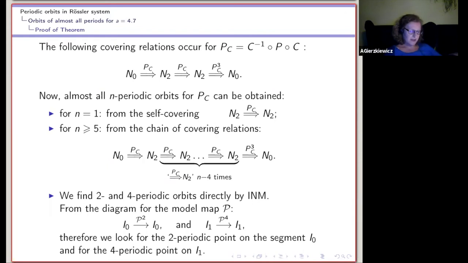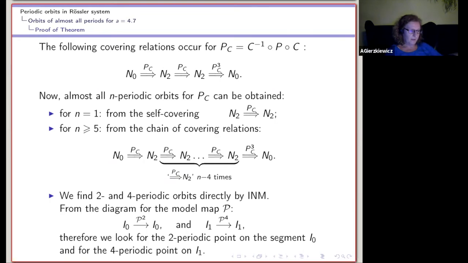We can use the covering relations to simplify things and to find a place where we can expect such periodic orbits. The best place for the two periodic orbit was I0. In fact, we could also look for it in I3. And the best place to look for a four periodic orbit was I1. Actually, it can be anywhere, of course, but in I1, there was the greatest chance that we do not find any stationary point or two periodic orbit, which would also appear as a four periodic. But these two periodic points are surely of fundamental period two, and fundamental period four.